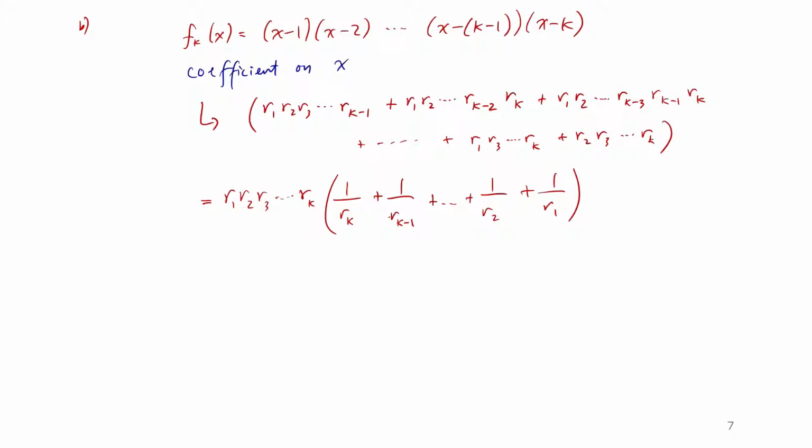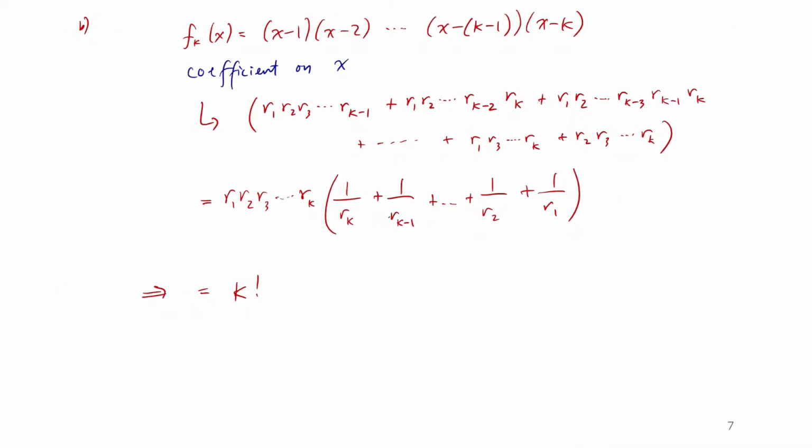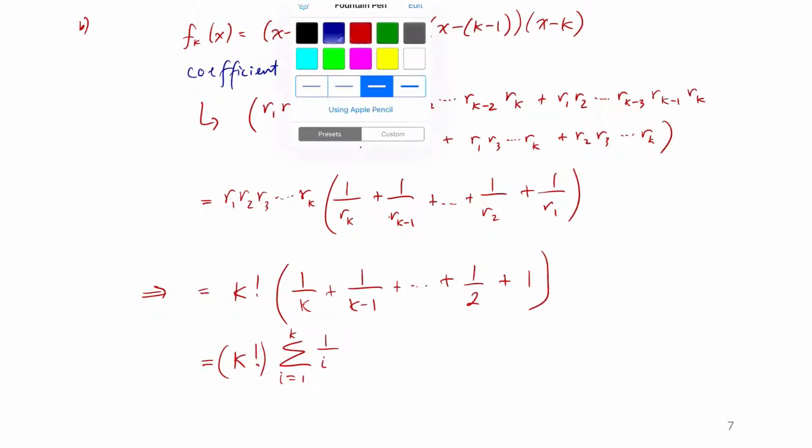And then again, in our case, this is equal to k factorial because the roots themselves are just 1, 2, 3, dot, dot, dot through k. Multiply them all, that's k factorial. And then I have 1 over k plus 1 over k minus 1 plus dot, dot, dot plus 1/2 plus 1. So to write this a little more succinctly, say k factorial, the sum i goes from 1 to k of 1 over i. And that is the final answer.